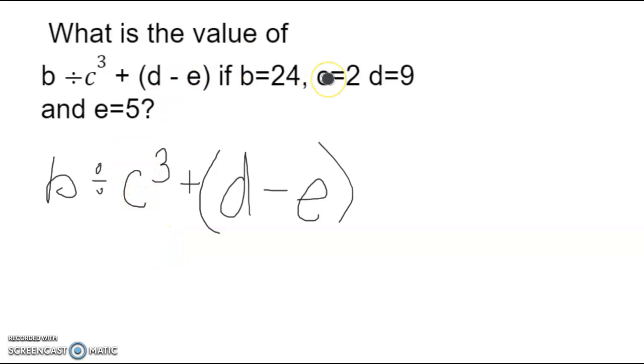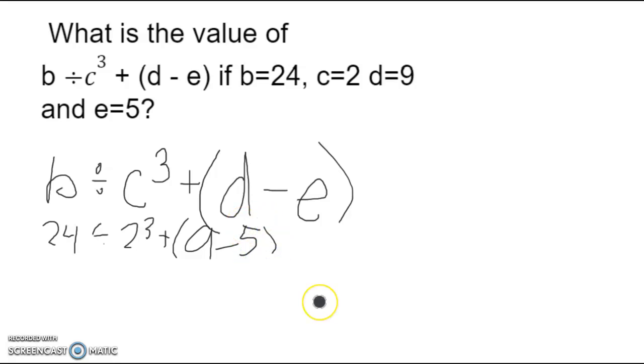So what is the value of b divided by c cubed plus, in parentheses, d minus e, if b is 24 and c is 2, d is 9, and e is 5? My goodness. So I'm going to start by writing this all out with the actual numbers replaced. So I have 24 divided by 2 cubed plus, in parentheses, 9 minus 5.